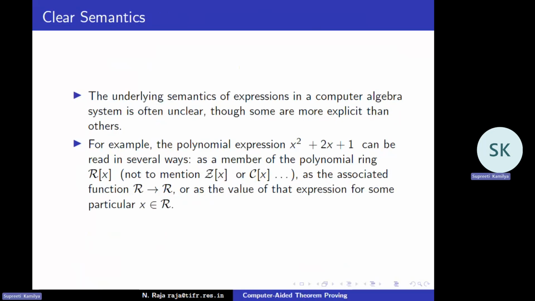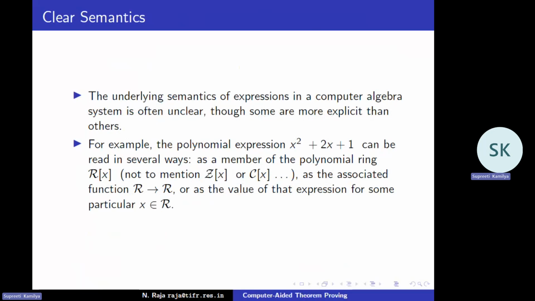So, all right. The next dimension along which I want to distinguish computer algebra systems and theorem provers is the notion of semantics. The underlying semantics of computer algebra systems is often unclear. Some of them may be more explicit, some of them are less explicit.